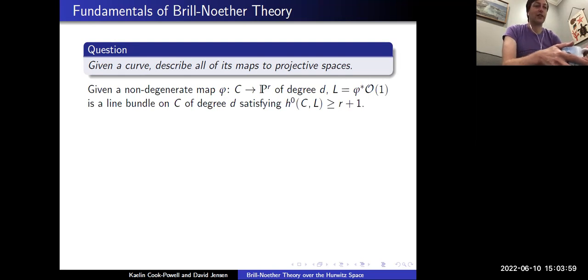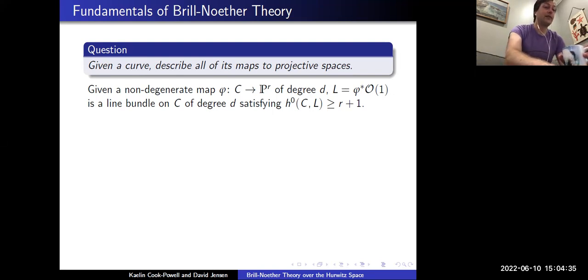You can reformulate this through some standard algebraic geometry into a question about line bundles. Given a map from a curve C to projective space, you can pull back the tautological bundle O(1) on projective space, and that gives you a line bundle on your curve. If the curve sits inside P^R and the image isn't contained in any hyperplane, then that line bundle will have at least R+1 independent global sections.